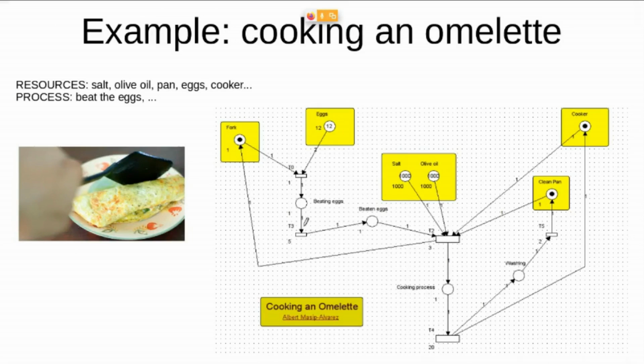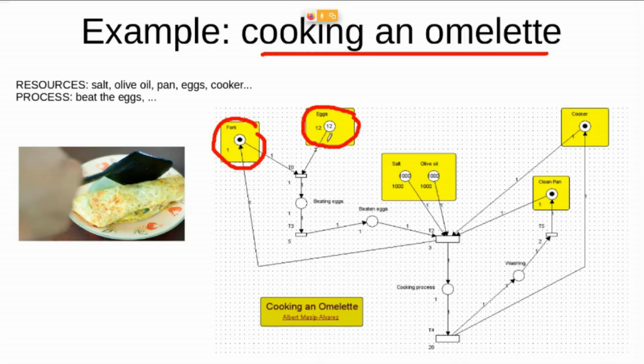Okay, let's go back to the example of cooking an omelette. Here we have the resources. Here I have a fork. Here we have the eggs. We have a dozen eggs, okay, you can see here. Then here I have another resource that is salt, olive oil, my pan that is so clean, sorry, and the cooker in order to heat up the pan. So what do I need for the cooking process?